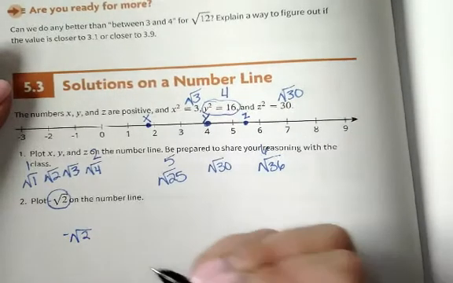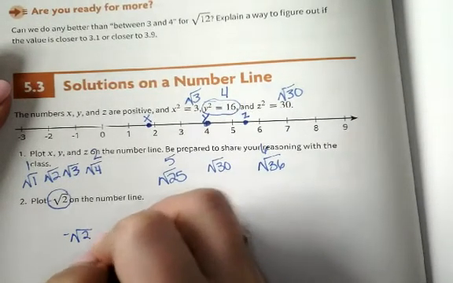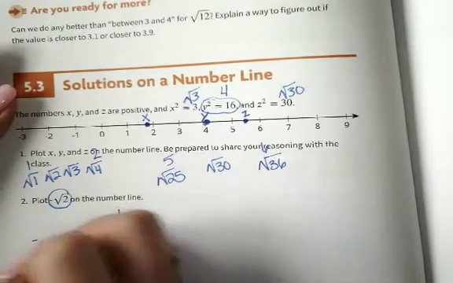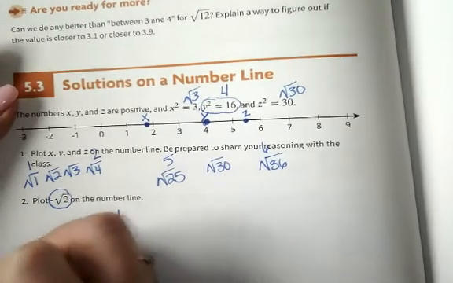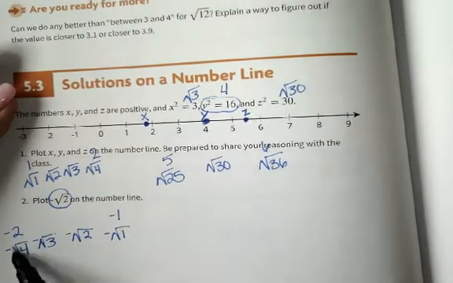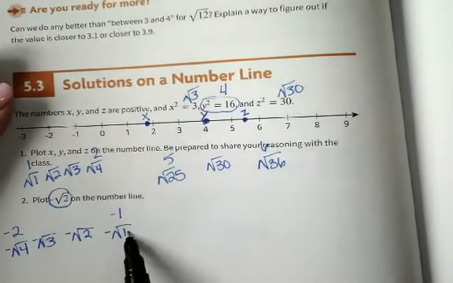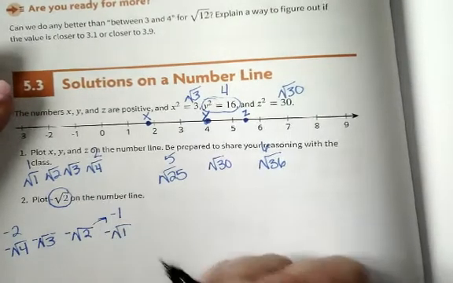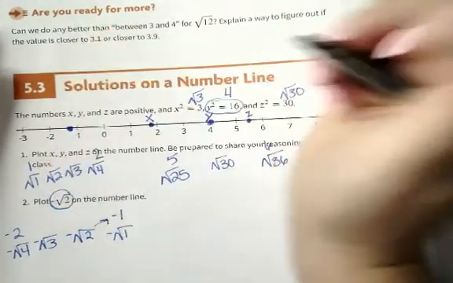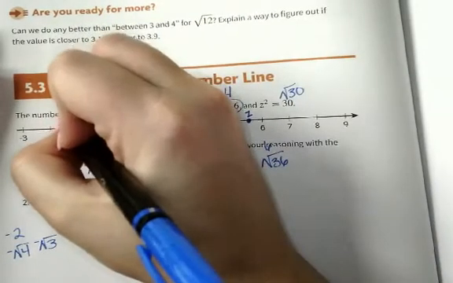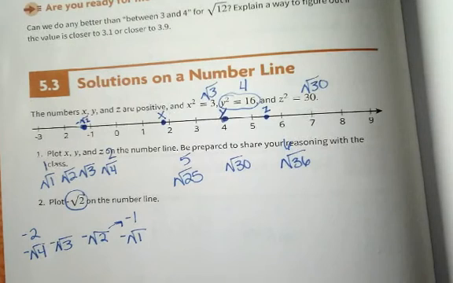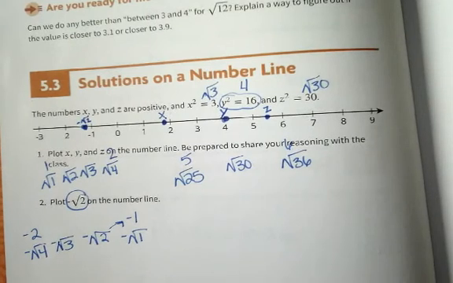Okay, well, we have the negative square root of 1, which is negative 1. And then we have the negative square root of 3, negative square root of 4, which is negative 2. So it's between these two, but it's closer to negative 1. So we're going to plot it right here. And I'm going to plot negative square root of 2. Since it doesn't really tell us, it's like X, Y, Z, A, B, C.